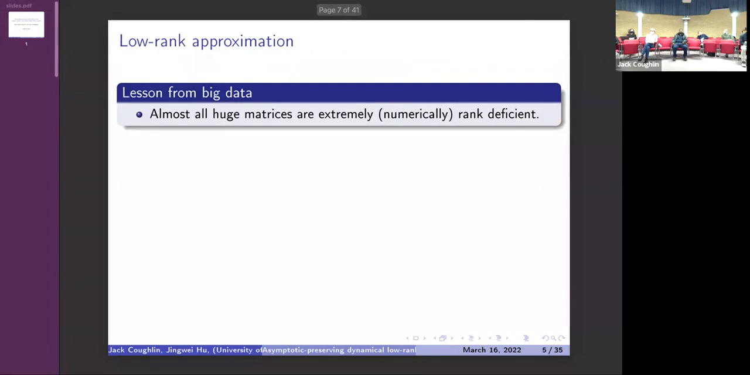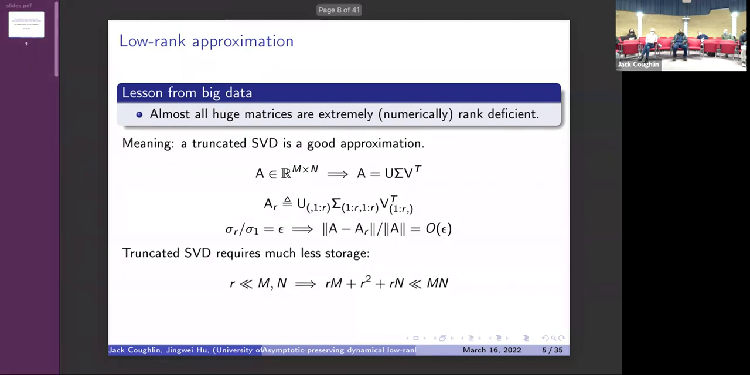So we draw a lesson from the science of large data matrices, of big data. And the idea is that almost all huge matrices are actually extremely rank efficient, in a numerical sense. So what do I mean by that? Well, I mean that a truncated singular value decomposition is actually a good approximation to your matrix.